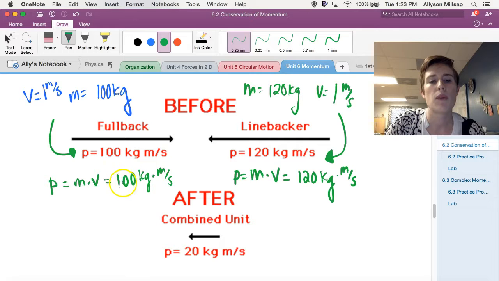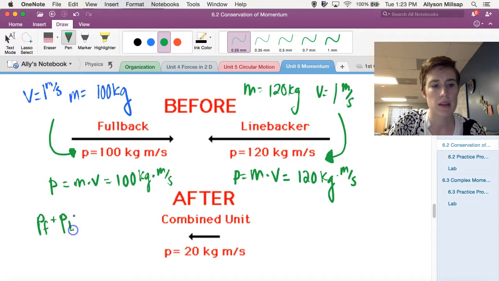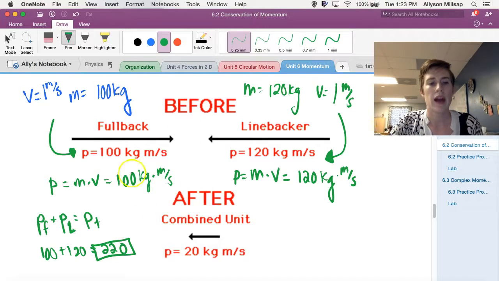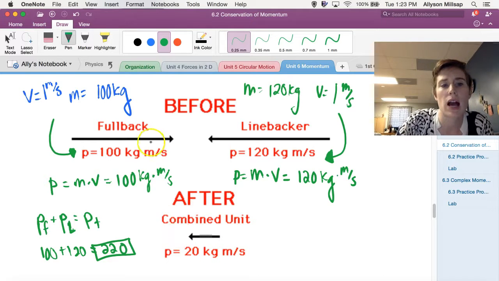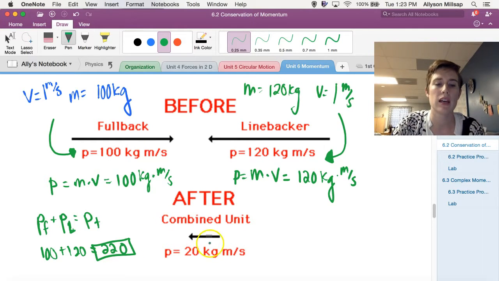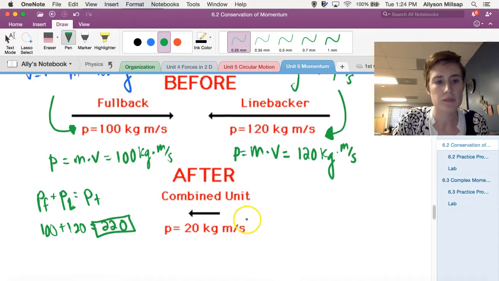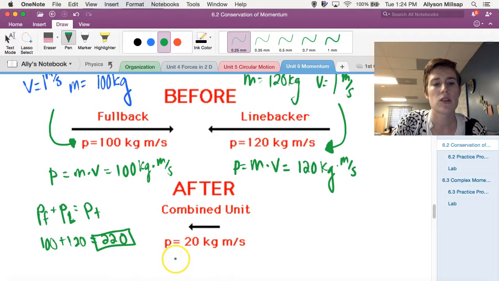So this is what their momentum was before. So we have to add up all the momentum. So the momentum of the fullback plus the momentum of the linebacker will give me my total momentum. It's important that you add them together. So we have 100 plus 120 equals a total of 220. Okay, that's my total. After they hit each other, they're combined. So let's say the linebacker actually grabs the fullback, and they're both falling to the leftward onto the ground. So they're combined now.